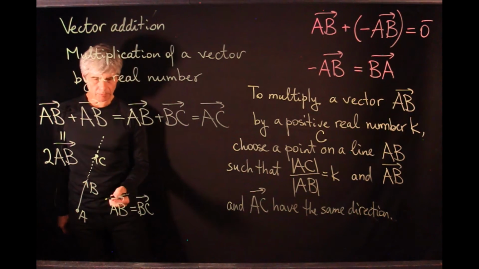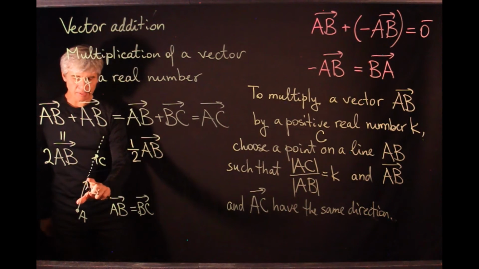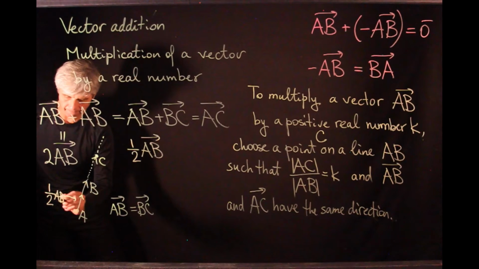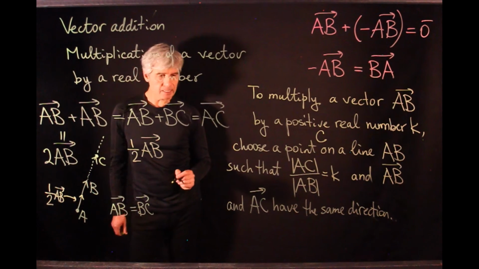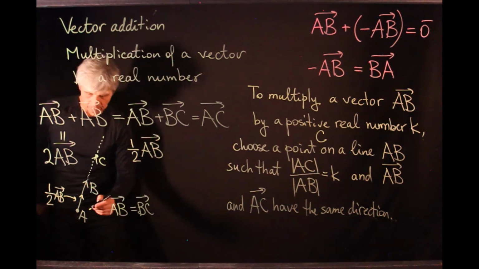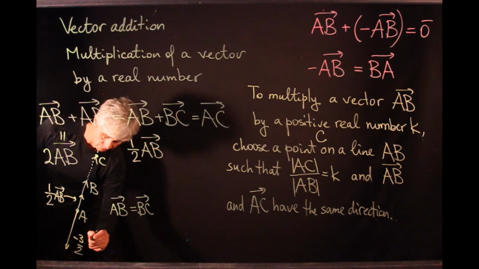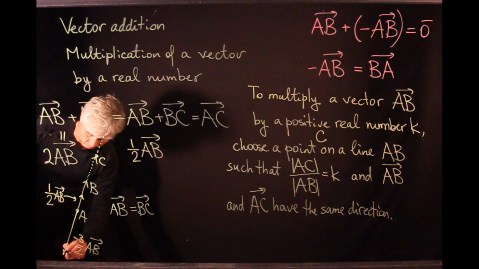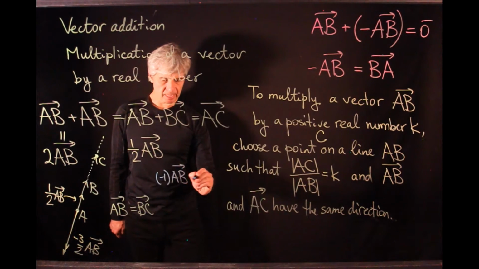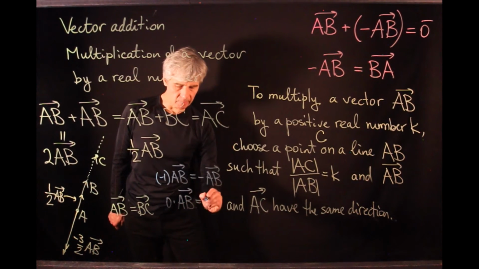In particular, if we want to take something like 1/2 AB, then we need to multiply the length of AB by 1/2. So we're going to get a shorter vector here. This vector here is 1/2 AB. If K is negative, then all we have to do is switch the direction, right? For example, say negative 3/2 of AB will be a vector that goes like this. And we point out that -1 times AB is the same as minus AB, and 0 times AB is going to be a 0 vector.